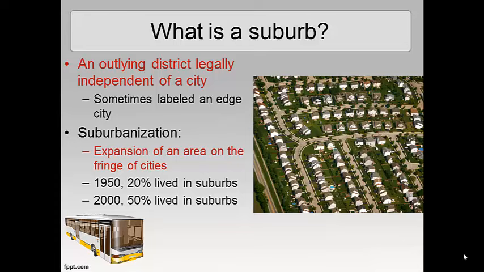So there's a process called suburbanization, right? During the 1950s, these Levittowns were created. It's an expansion of an area on the fringe of cities. So sprawl started in the cities and then went to these suburban areas. Some statistics here: in 1950, 20% of the United States population lived in the suburbs, and in 2000, 50% lived in suburbs. So in 50 years, we have a 30% increase. So a lot of people are living in suburban areas.